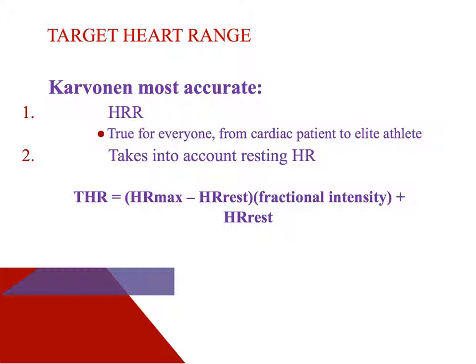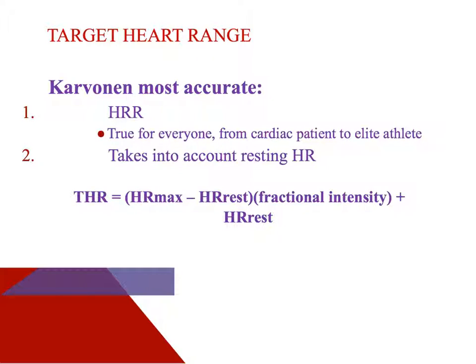So when looking at a target heart rate range, we often use heart rate reserve, and you've heard me discuss this alongside VO2 reserve. They're calculated essentially the same way, just with different variables. So heart rate reserve is a little better than just VO2 max or heart rate max because it takes into account the resting heart rate of the individual.